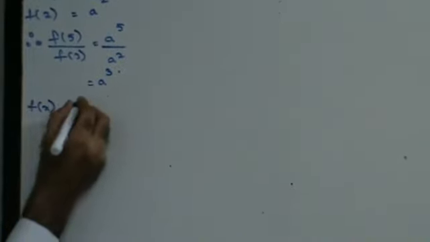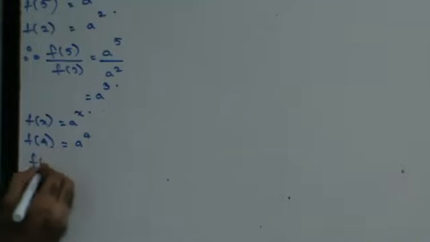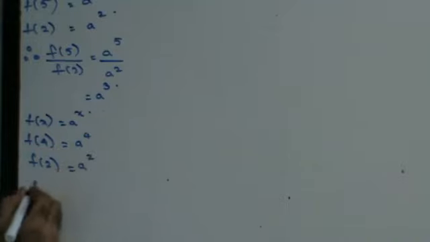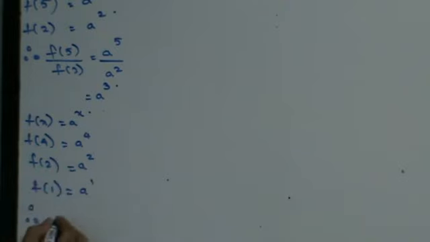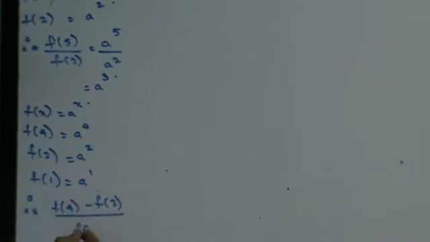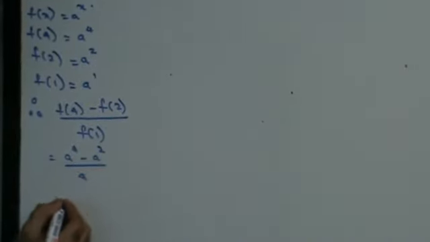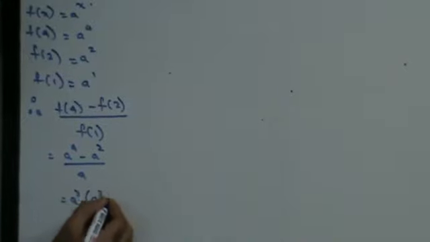Similarly, f of x is a raised to x. So f of 4 will be a raised to 4, f of 2 will be a raised to 2 and f of 1 will be a raised to 1. Therefore, f of 4 minus f of 2 upon f of 1 will be nothing but a raised to 4 minus a raised to 2 upon a, which is a square minus 1 upon a, and a gets cancelled, a square minus 1. Right?